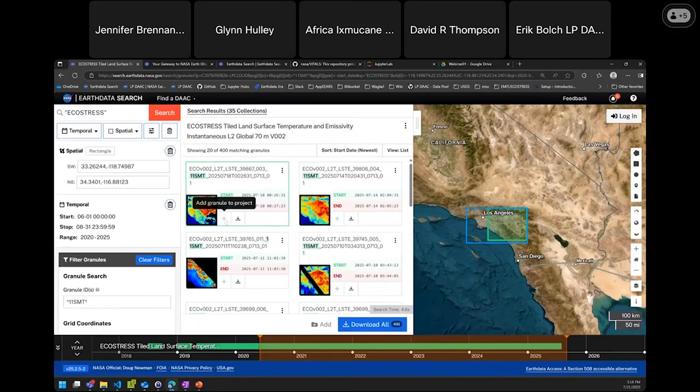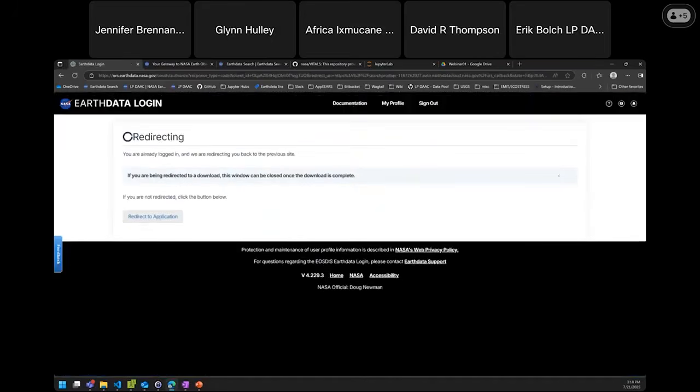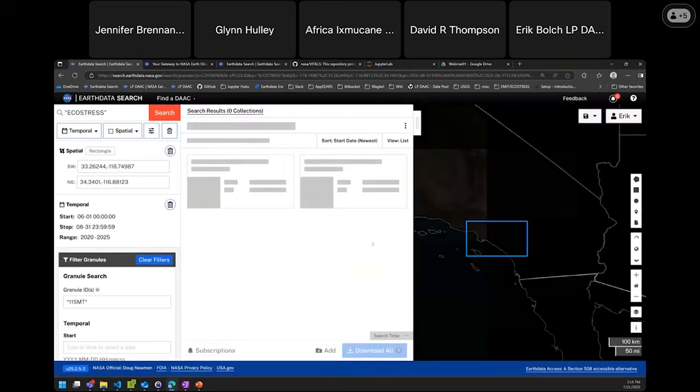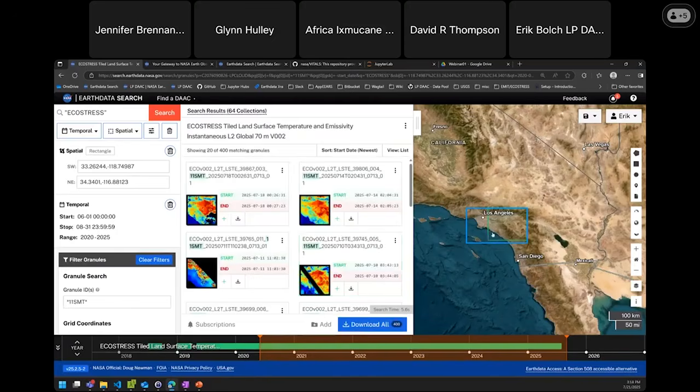So project is sort of like a list of things that you can group together. And I can show that, although I forgot to log on at the very beginning. So here, what we can do is we can log in. And so this will prompt you for your credentials, but this will allow you to save things like your project. So here we've got our 400 scenes. We can click this add button to add all of them, or we can just select an individual one and add it to the project.